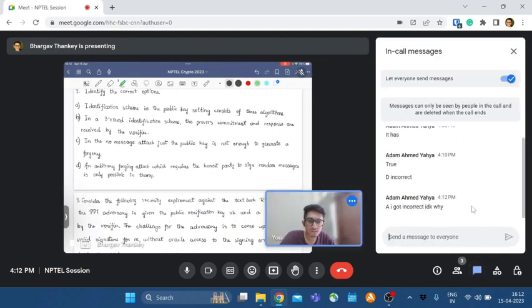Oh, so yeah, I got incorrect. Okay, so let's go over all the options. Option A: an identification scheme in the public key setting consists of three algorithms. Well, it doesn't. It consists of four algorithms.